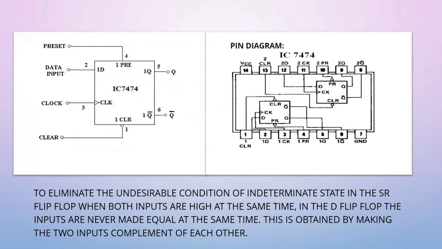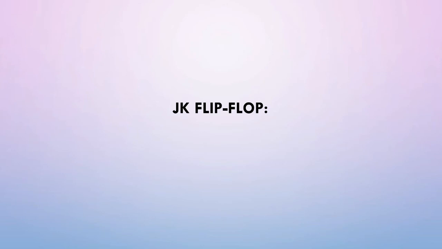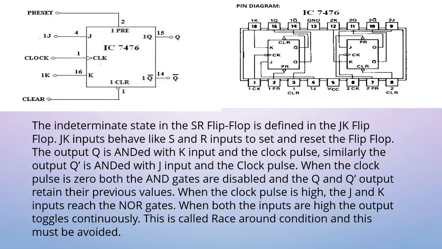So the IC used in this flip-flop will majorly be IC 7474, and the characteristics table, clock pulse, and input will be D and output will be Q. Next, JK flip-flop. The indeterminate state in the SR flip-flop is defined in the JK flip-flop.